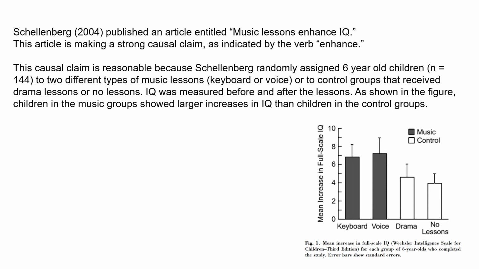The causal claim is reasonable because he randomly assigned 6-year-old children to two different types of music lessons, keyboard or voice, or to a control group that received drama lessons or no lessons. So different control groups. IQ then was measured before and after the lessons, and those in the music groups showed larger increases in IQ than those in the control conditions.